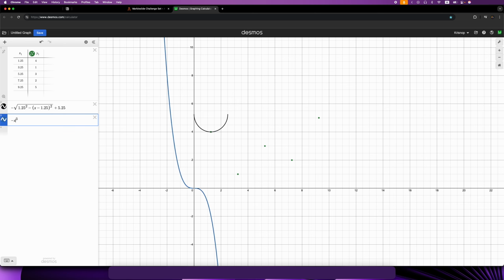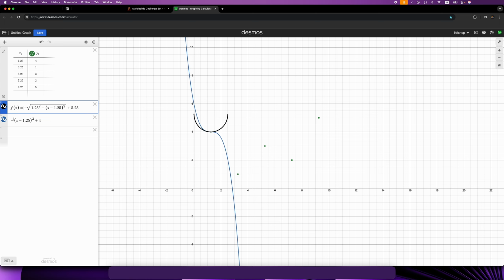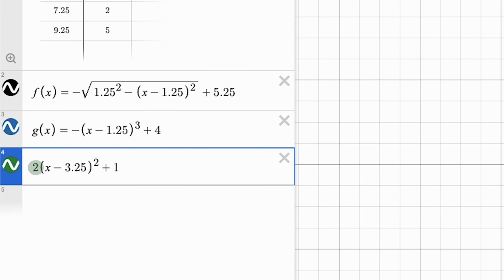Next, I create a cubic equation that guides the marbles from the first to the second star. I also assign names to each function for later use. For the second star, located at 3.25, 1, I construct a parabola with its vertex at that point, then compress it by multiplying the term by 2.